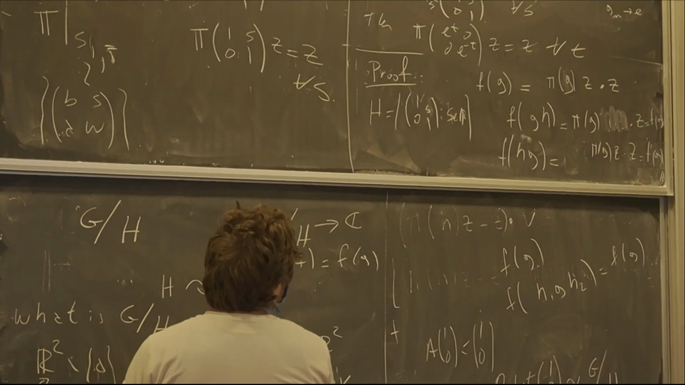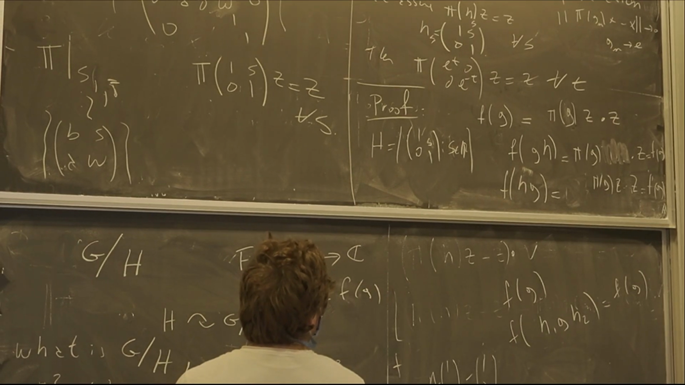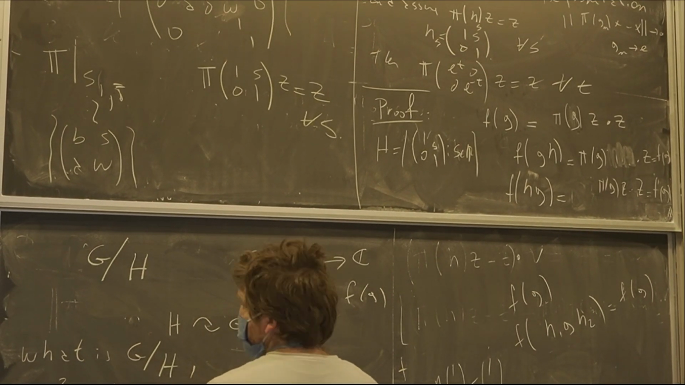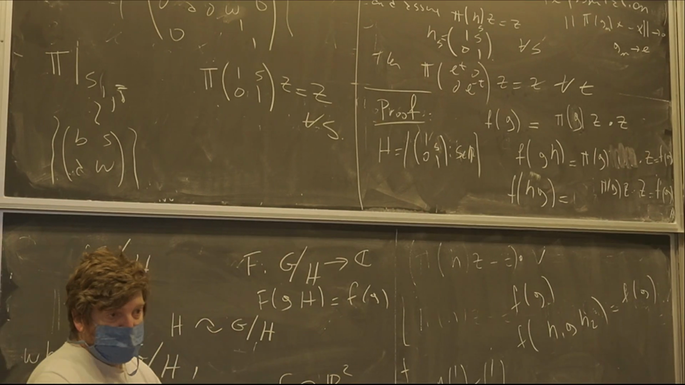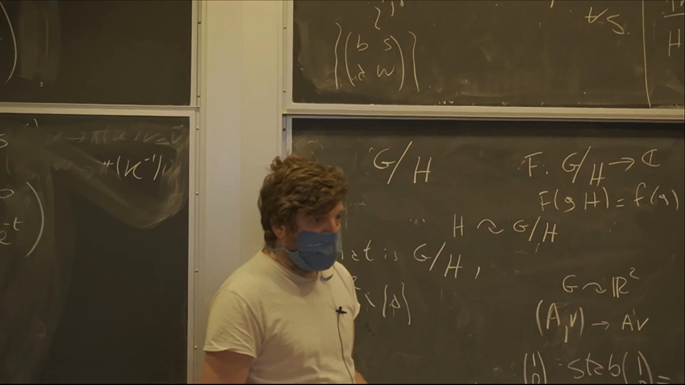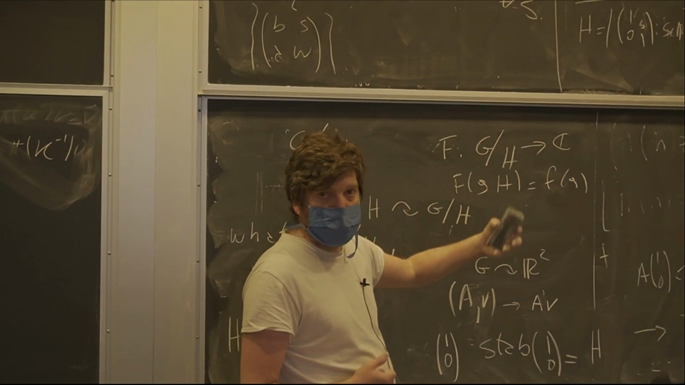And now what's next? Once I have invariance by the upper triangular matrix, I just go and do exactly the same, but instead of with H, with the group of upper triangular matrices.